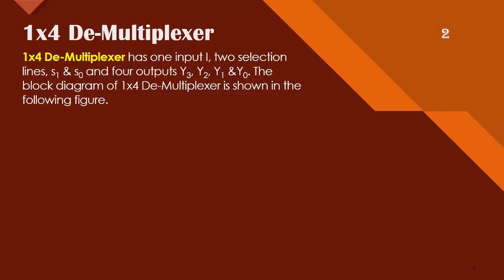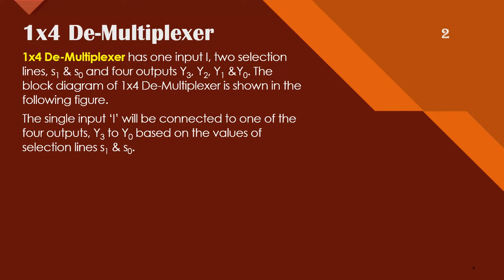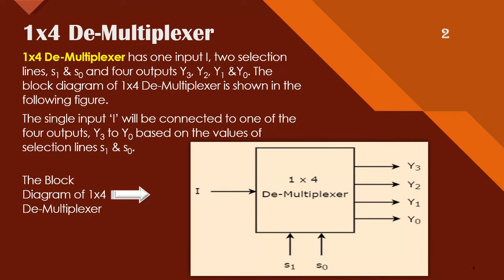Now we go to the next thing, that is the 1 into 4 demultiplexer. The 1 into 4 demultiplexer has one input, I, two selection lines S1 and S0, and four outputs Y3, Y2, Y1 and Y0. The single input I will be connected to one of the four outputs Y3 to Y0 based on the values of the selection lines S1 and S0. So you have the input I and the selection lines S1 and S0, the demultiplexer is formed, and the outputs are Y0, Y1, Y2 and Y3.